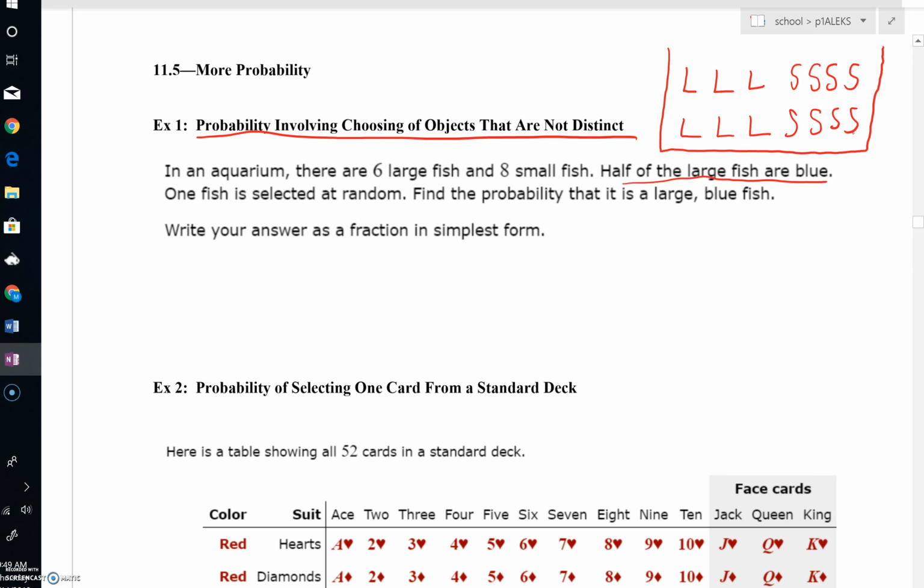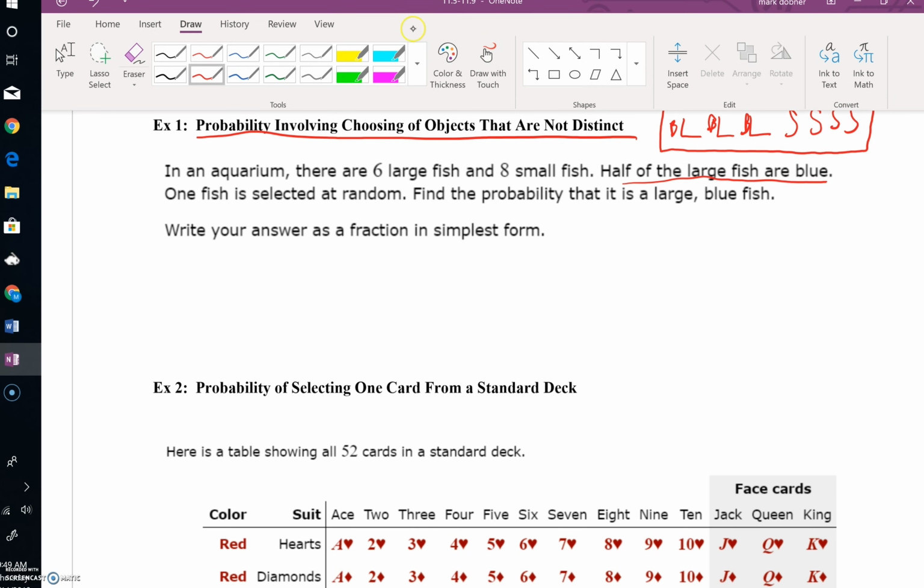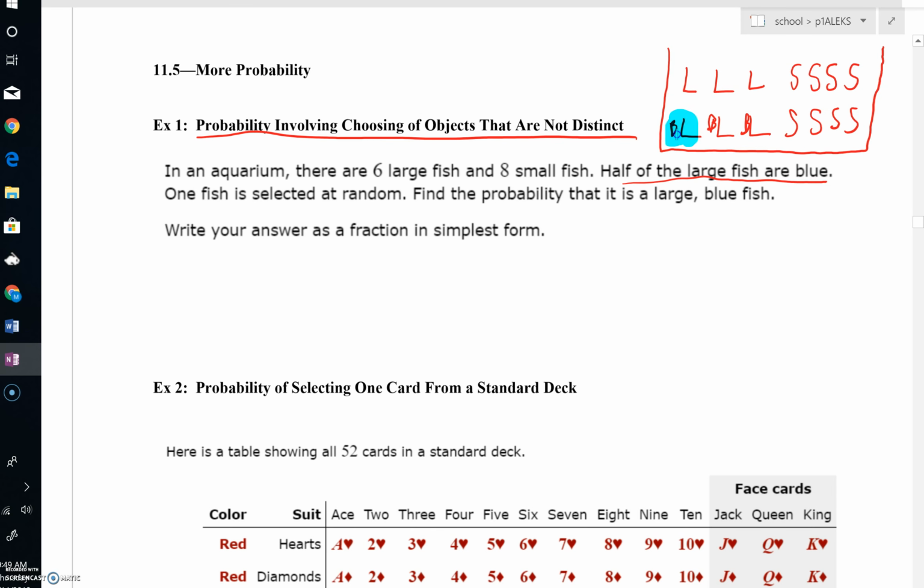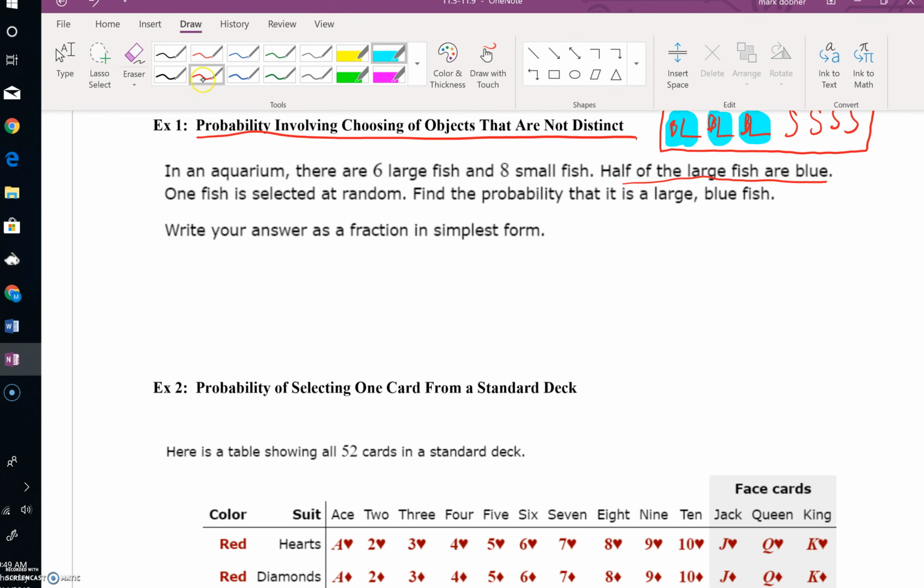Now we're separating them. Of course, they're probably intermingled. But it says half of these large fish are blue. So I'm going to just put BL for all these. So they're blue large fish. In fact, even if you have a highlighter, you can mark that. So half of the 6 would actually be a 3.